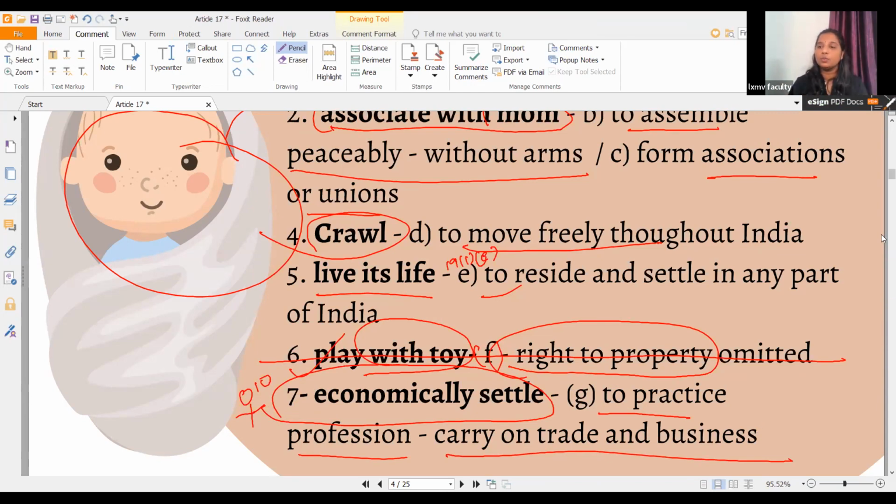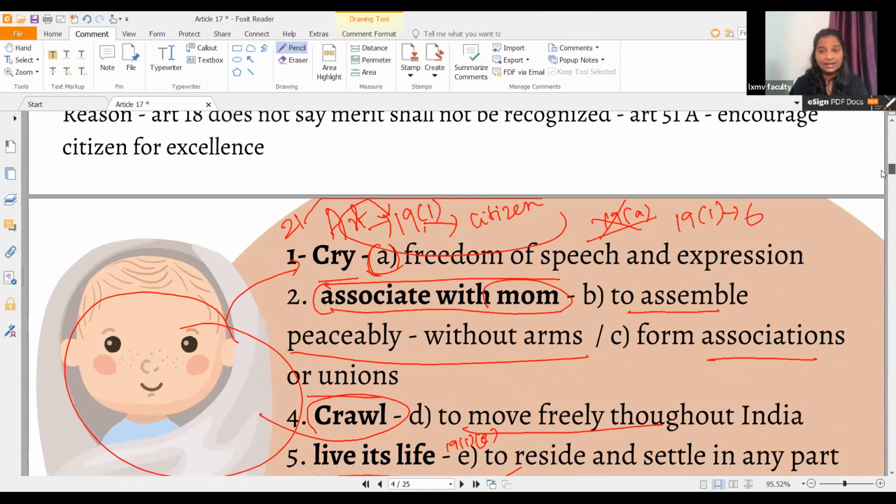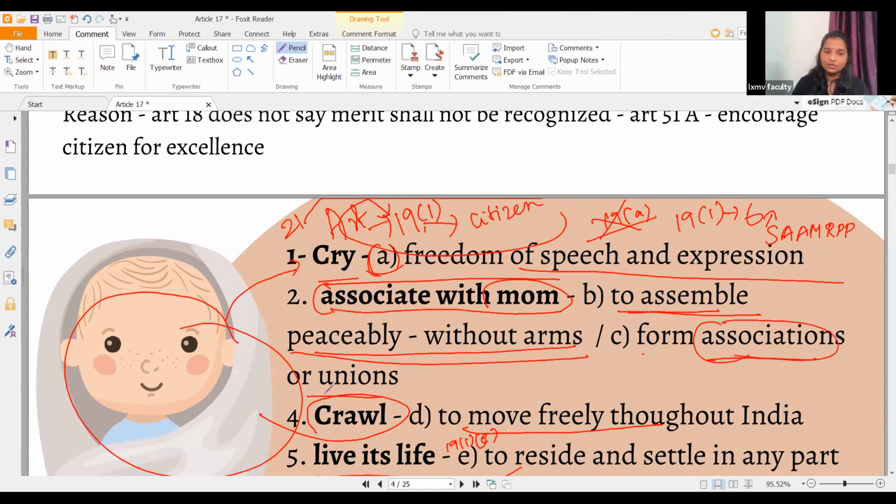But if you're very keen about using acronyms, you can use this word: SAAMRPP. What is this? Very simple. First one, S stands for freedom of speech and expression. Then A stands for freedom to assemble peacefully without arms. Second A stands for freedom to form associations and or unions.